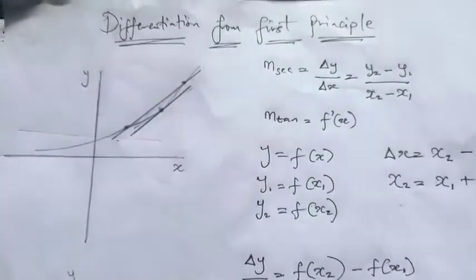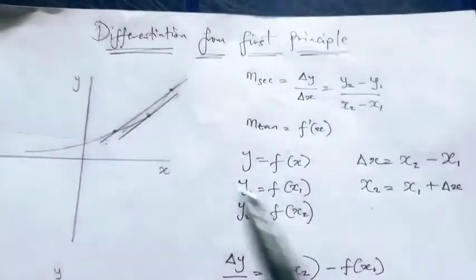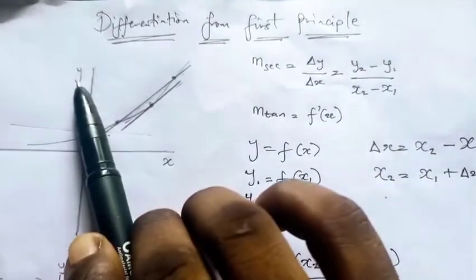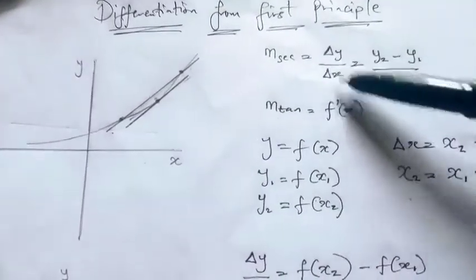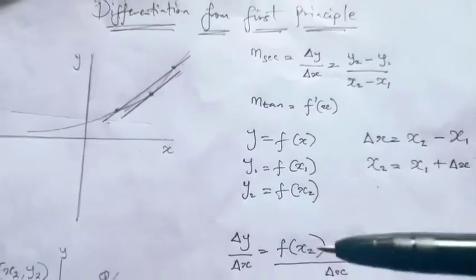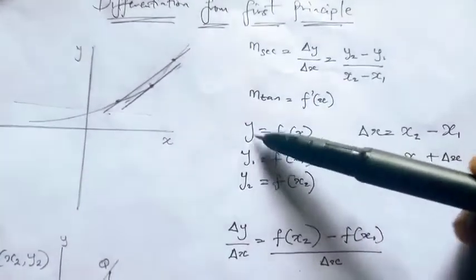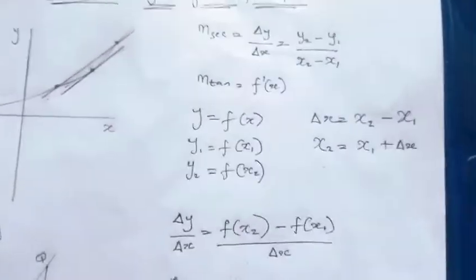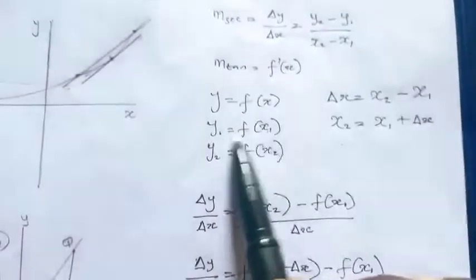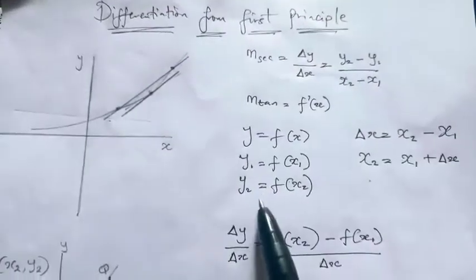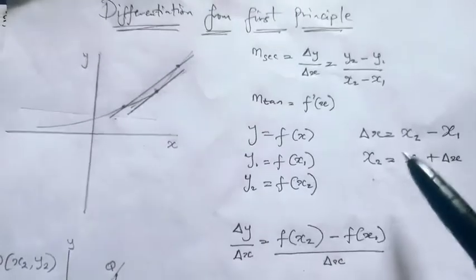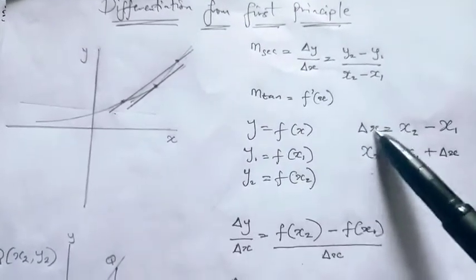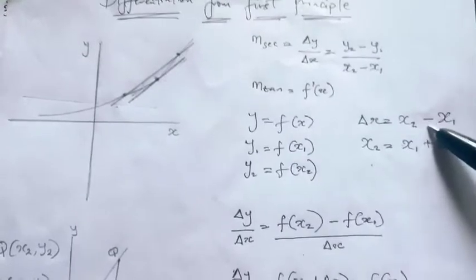From basic algebra, we know that y is always a function of x, because the y-axis changes as the x changes, and that is why we have the change in y divided by the change in x. So since y is a function of x, I simply say y is equal to f of x. And from that, I can say that my y1 is equal to f of x1, while my y2 is equal to f of x2. So from this, also, I can rewrite my change in x, which I know is x2 minus x1.